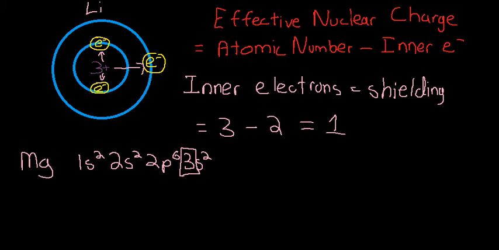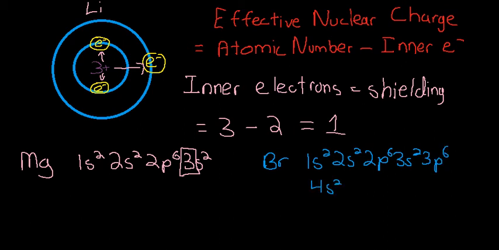Just to give you another example to make sure you understand that, I'm going to do another atom. Let's do bromine. So bromine has the electron configuration 1s2, 2s2, 2p6, 3s2, 3p6, 4s2. I don't have a periodic table in front of me. I'm doing this from memory, so hoping this is right. And 4p5. So bromine, a halogen, ends in the 4p5 level.